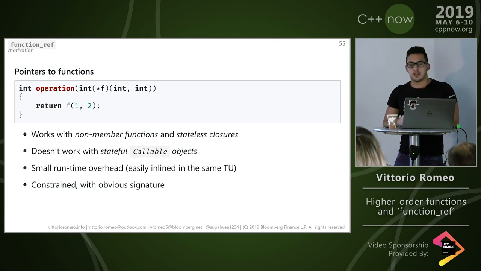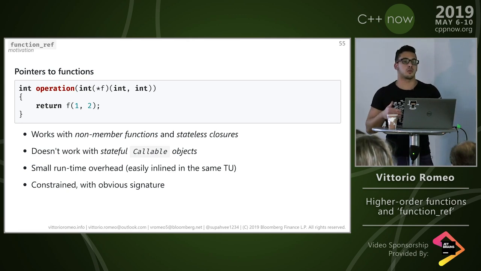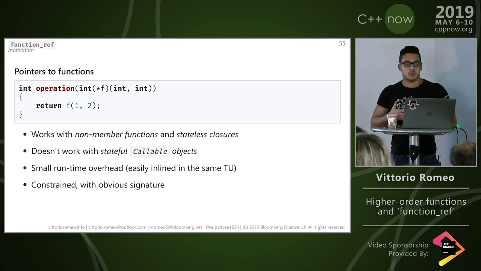But as soon as you have any stateful callable object, like a lambda that captures something, or some struct with some state in it, then this doesn't work anymore. You cannot bind it to the f function pointer. However, it has very small runtime overhead. So if you have a single TU where the thing you're passing to operation is available, then everything is going to be inlined quite easily by the compiler.